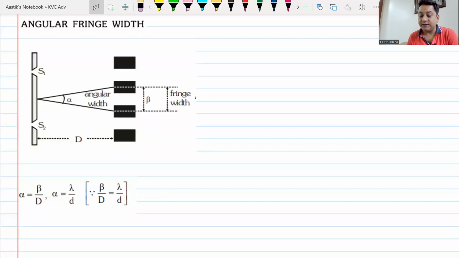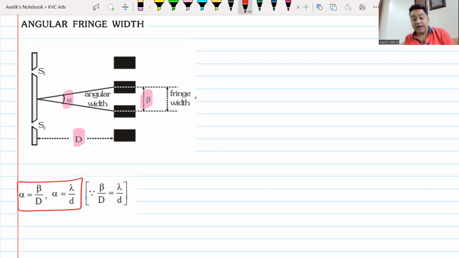Then there is one more term which is known as angular fringe width. Angular fringe width is nothing but the angle between two consecutive fringes, and it is nothing but the fringe width beta divided by D. From this diagram, it should be very clear. Fringe width divided by the distance between the source and the screen. And you can see this angular fringe width alpha can be written as beta by D. It can also be written as lambda by small d. I'll give you a minute to note this down.